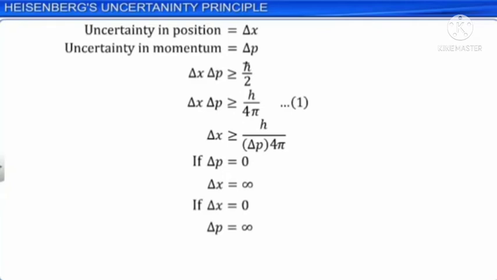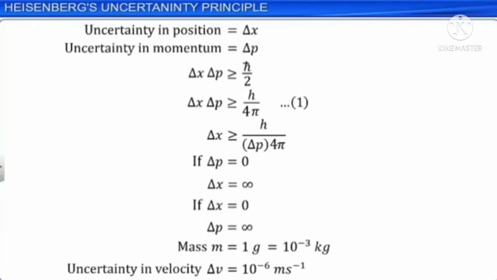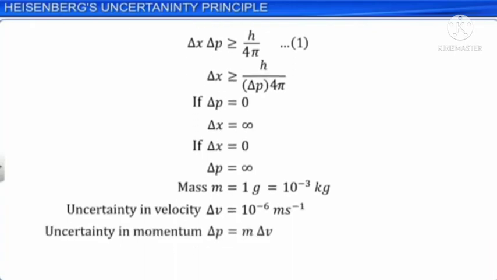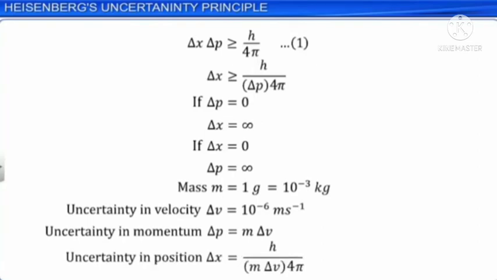To understand the uncertainty principle better, let us consider a projectile of mass 1 gram, that is, 10 power minus 3 kg, moving such that the uncertainty in its velocity, delta v, is equal to 10 to the power of minus 6 meter per second. Then the uncertainty in its momentum, delta p, will be equal to m delta v. Then, the minimum uncertainty in the position of the particle is delta x is equal to h by m delta v into 4 pi.